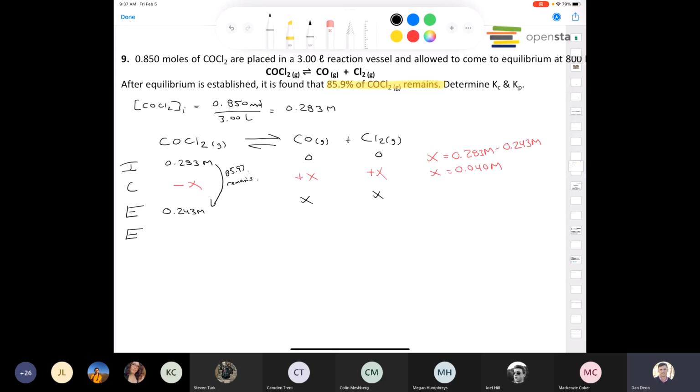We know that at equilibrium, I'll just rewrite it. We have 0.243 molar of this, 0.040 molar of this, and 0.040 molar of that. There we go. Now we can write an expression for our Kc, can't we?